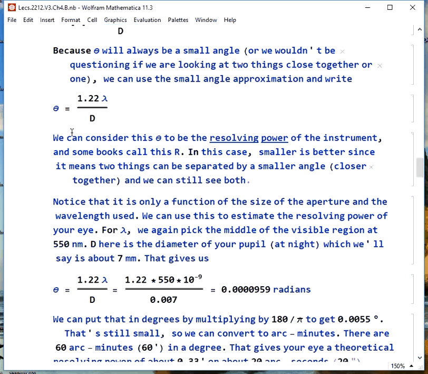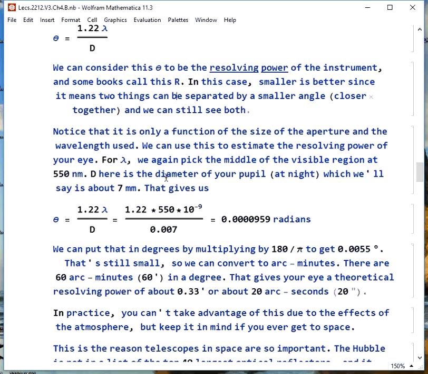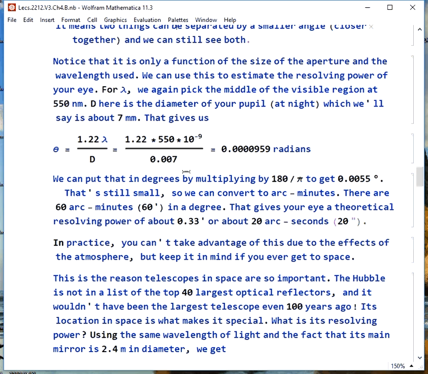In this case, we want the smallest number we can possibly have because that means two things can be closer and closer together, angularly speaking, and we can still see them both. This is only a function of the size of the aperture and the wavelength used, and we can use this technique to estimate the resolving power of your eye. For lambda, you can see a whole bunch of wavelengths, but we picked the middle of the visible region at 550 nanometers. D would be the diameter of your pupil.